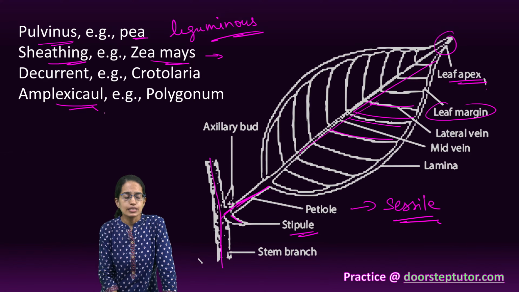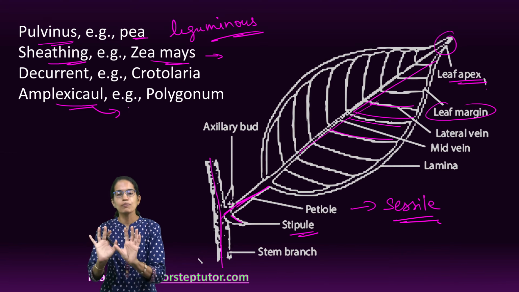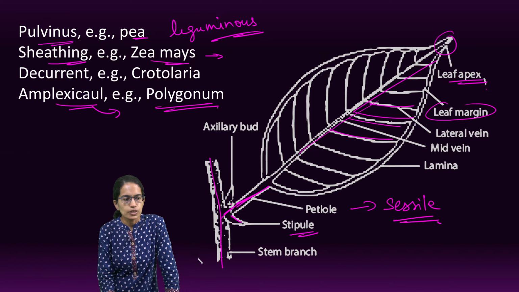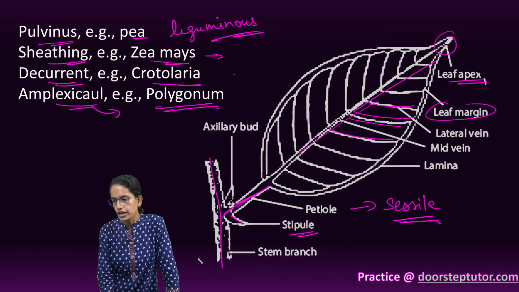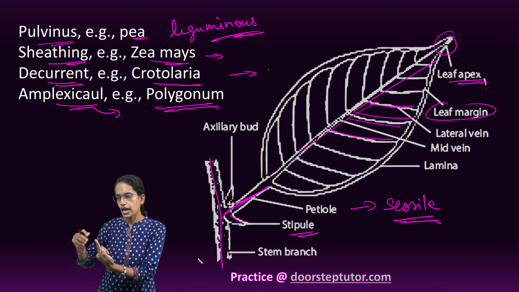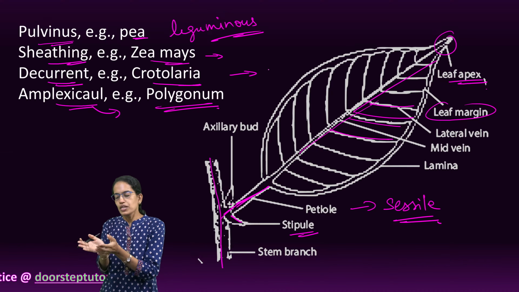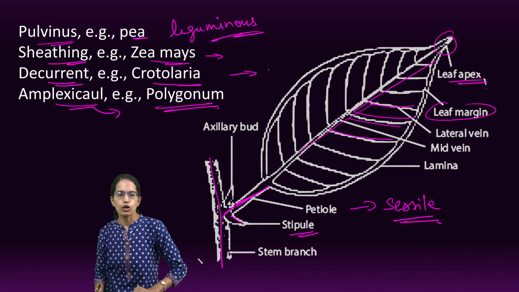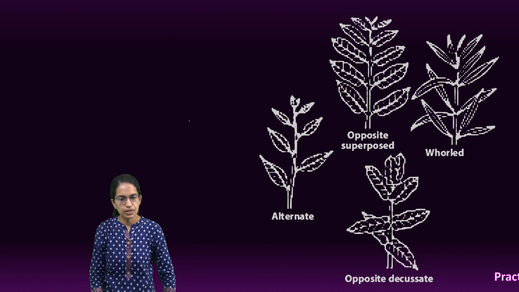Amplexicaul is the case where the stem comes from between the leaves. So on all sides of it would be a leaf like a whorl, and from between would be the stem. We call it as in Polygonum. We also have another leaf base which is known as decurrent, in Crotalaria. Decurrent is where the petiole and the base both become broad and they continue for a distance along with the stem. So this is the stem and the leaf would go along with that. All these four examples are extremely important. You must remember these examples.